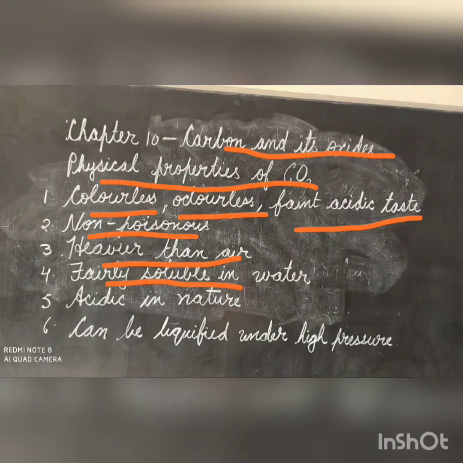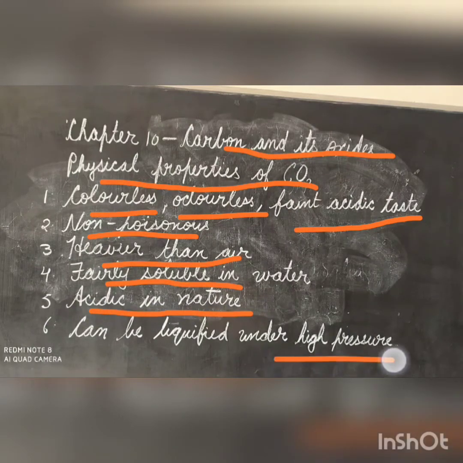Solubility of carbon dioxide increases with the increase in pressure. In aerated drinks like soft drinks, cold drinks, soda drinks, etc., it is dissolved under pressure. Carbon dioxide turns the blue litmus paper red. Thus, carbon dioxide is acidic in nature.